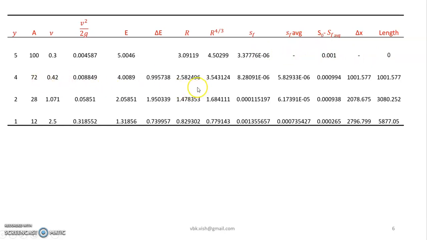For the second trial, we get the values of delta E, which is the difference between 5.0046 and 4.0089, and SF average is the average of these two values. S naught minus SF average: S naught is given in the problem statement, and we take a difference of the values between S naught and SF average here. Finally, when we have y equals 1 meter, which is assumed, we end up with the value of length equals 5877, which is approximately 5 kilometers.